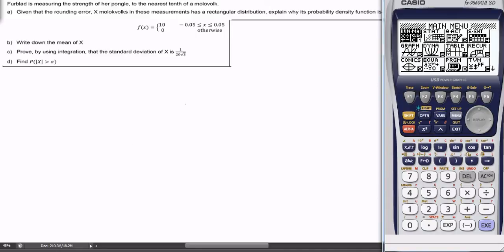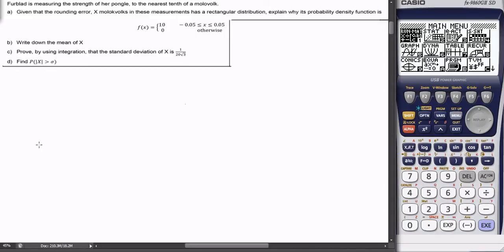Okay, question 5. We've got a rectangular distribution question. We're given one about the rounding error. So we've got the strength of a signal measured to the nearest tenth of a millivolt. And given that the rounding error has a rectangular distribution, we have to explain why the probability density function is 10 between plus and minus 0.05.